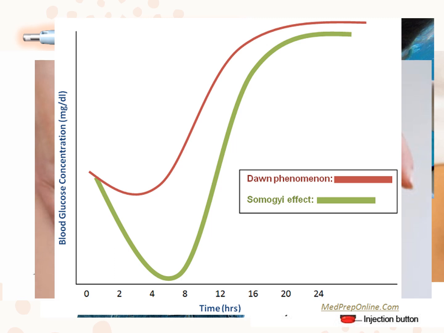Now, the other type of hyperglycemia, AM hyperglycemia, is called the Somogyi phenomenon. This is where the body has a counter-regulatory response from nighttime hypoglycemia.